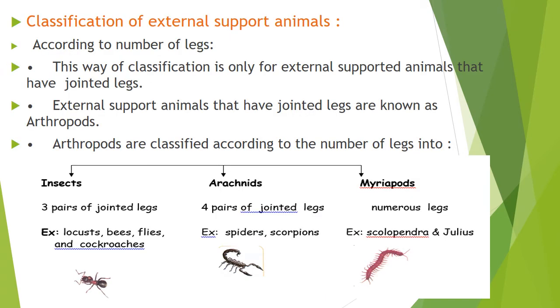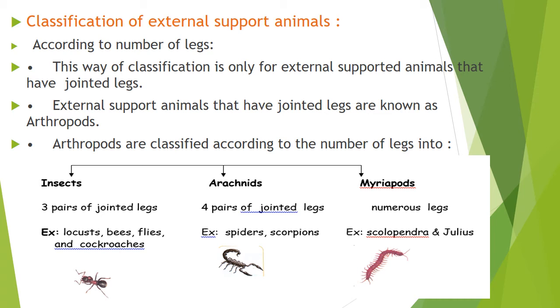and mammals. Classification of external support animals according to number of legs. This way of classification is only for external supported animals that have jointed legs. External support animals that have jointed legs are known as arthropods. So what are arthropods? They are animals that have jointed legs.